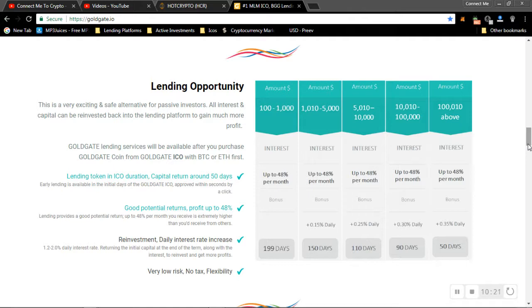So all interest and capital can be reinvested back into the lending platform to gain much more profit. Goldgate Lending Services will be available after you purchase Goldgate Coin from the Goldgate ICO with Bitcoin or Ethereum first. Lending token and ICO duration, capital return is around 50 days. Early lending is available in the initial days of Goldgate ICO, approved within seconds by a click.